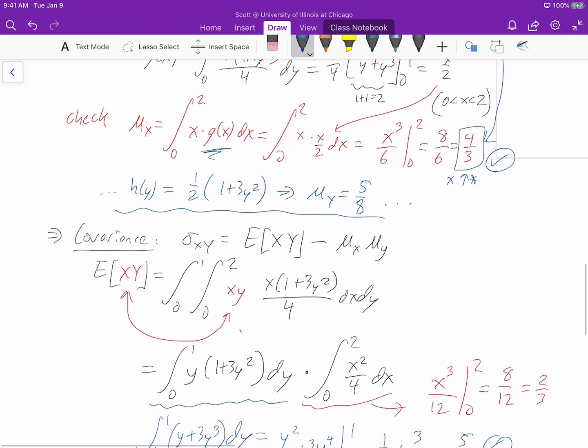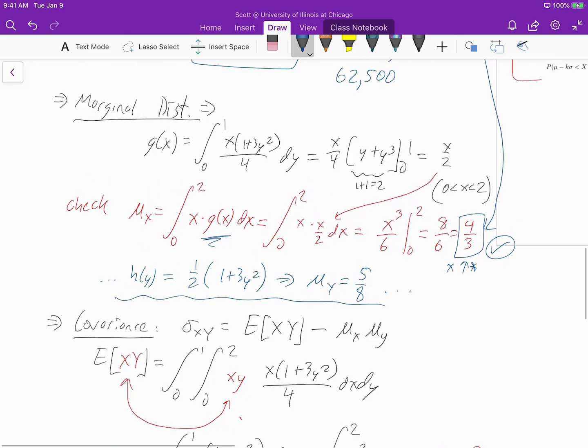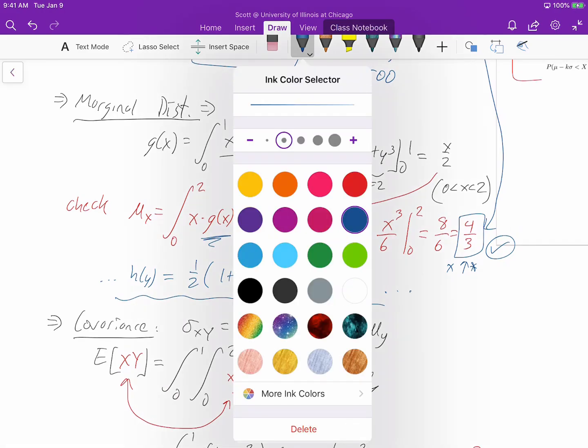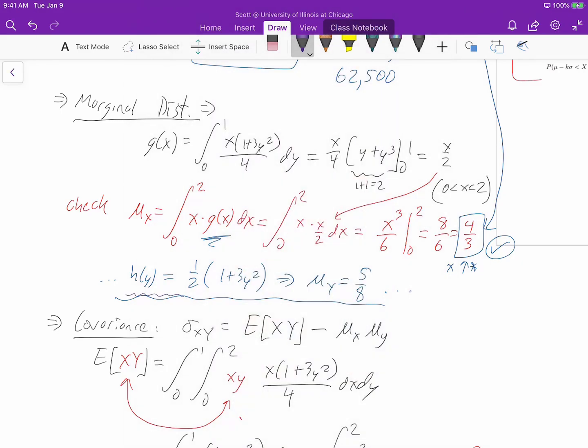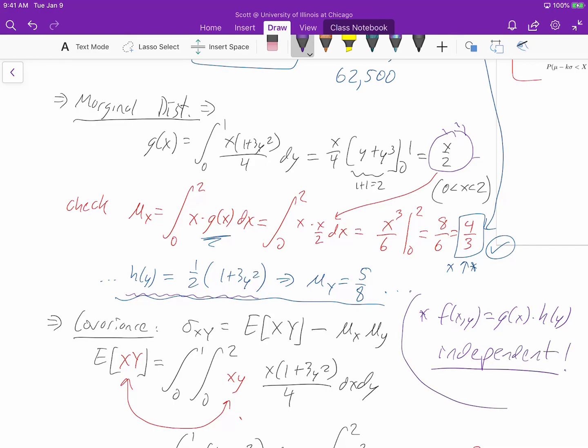If we come back up here and let's look. I'm focusing on work that I kind of hand waved over. Here's h of y, and here is g of x. We make a quick note here that to get f of x, y back, we just need to multiply g of x times h of y. We show this for all x, y, and this means that these are independent random variables.